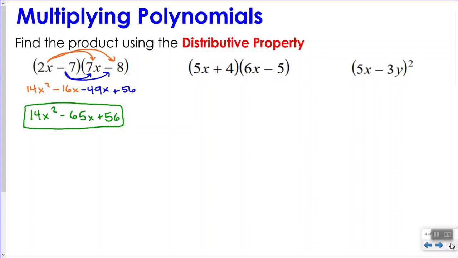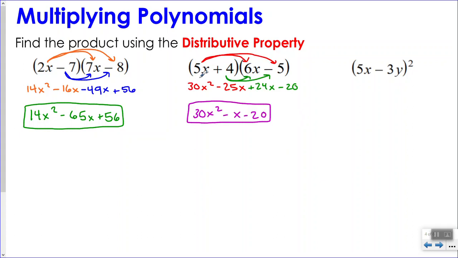Go ahead and try the second one on your own. So we take our 5x, we distribute it to both terms in the other binomial. So we end up with 30x squared minus 25x. Then we also multiply that second binomial by 4. So 4 times 6x is 24x, and 4 times negative 5 is negative 20. We can combine those middle terms, and we end up with the final answer of 30x squared minus x minus 20.